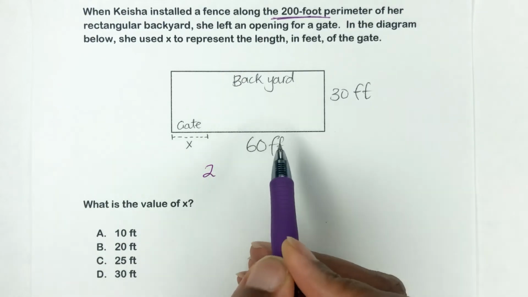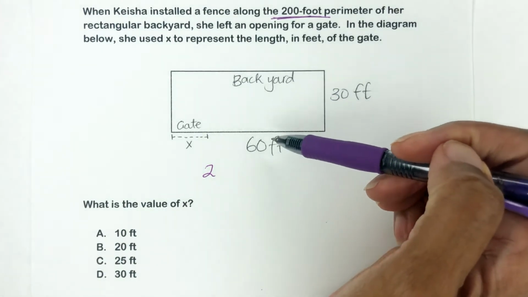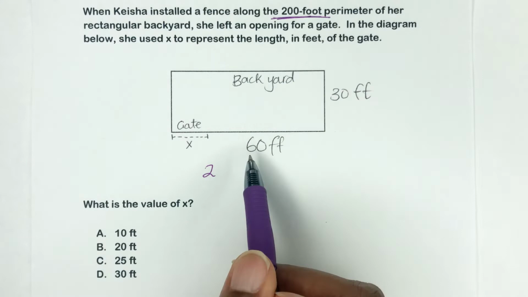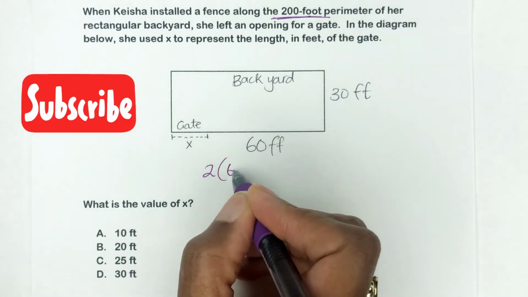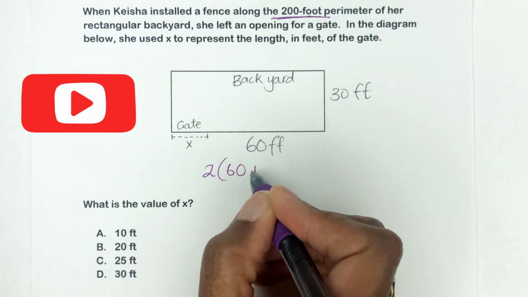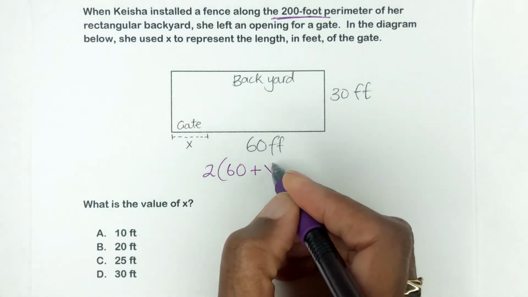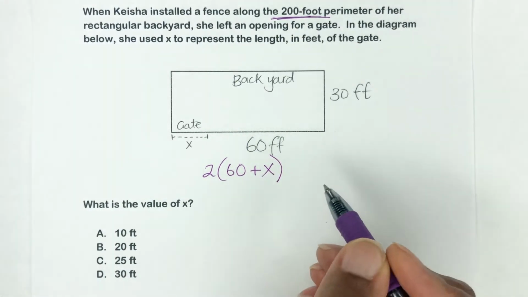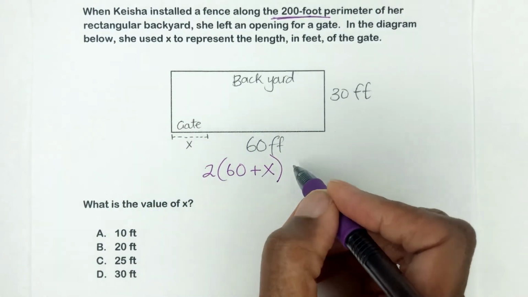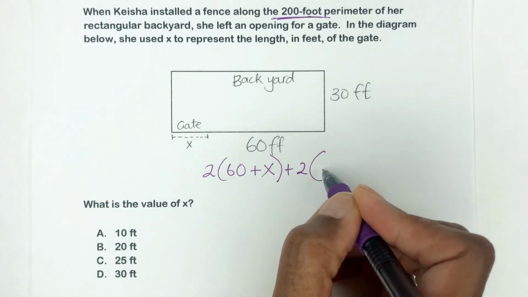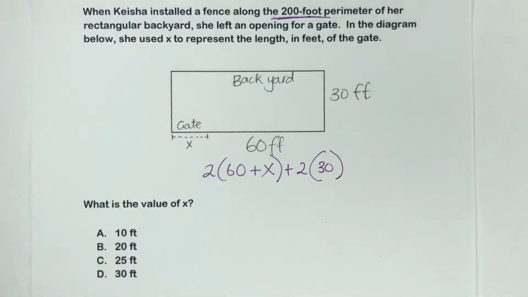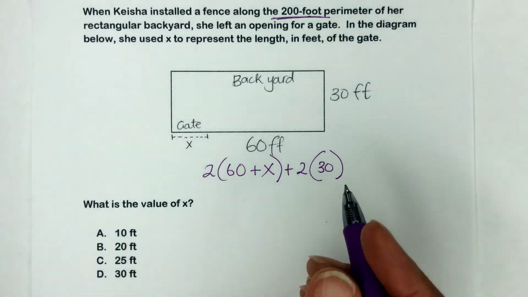So we're going to say two sides, because like I said before, you have two long sides. So two sides of 60 plus this x here, and then we have two sides of 30. This is the strategy that I'm showing you today.